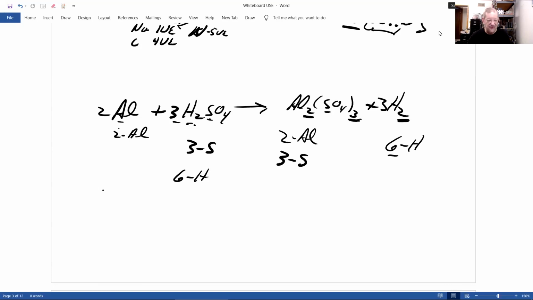And all that's left is oxygen. How many oxygen on this side? 3 times 4. Oh, that's 12. How many here? 4 times 3. That's 12. And now I'll check. 2 aluminum, 2 aluminum. 3 sulfur, 3 sulfur. 6 hydrogen, 6 hydrogen, and 12 oxygen, 12 oxygen. We did it. It's balanced. You should know how to balance a chemical equation.